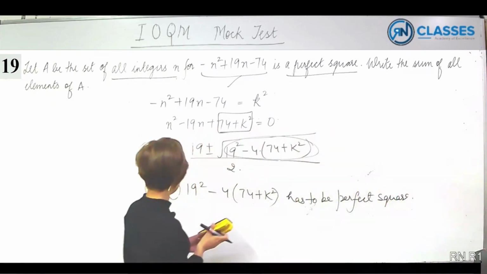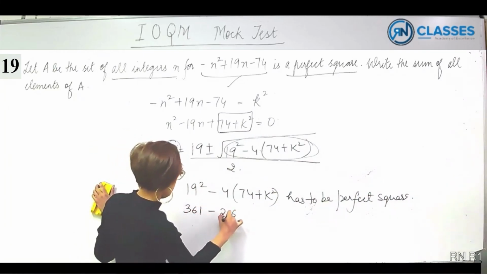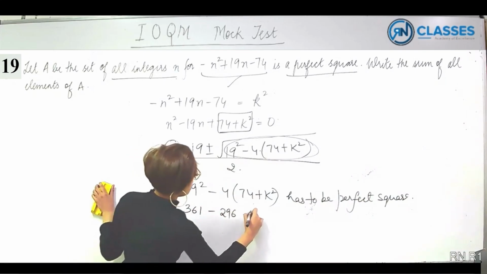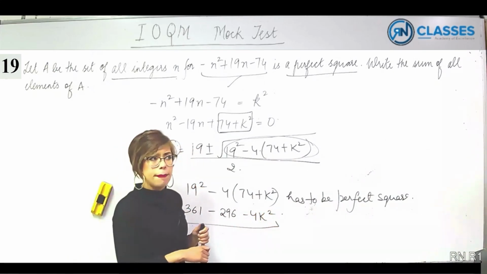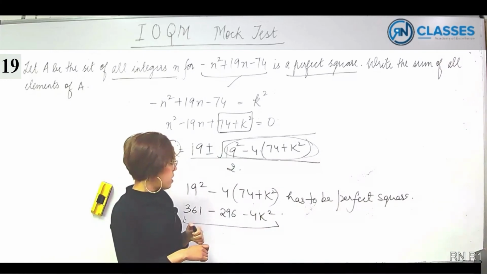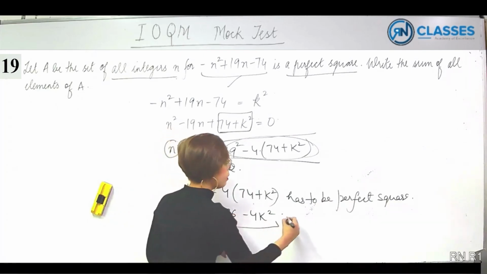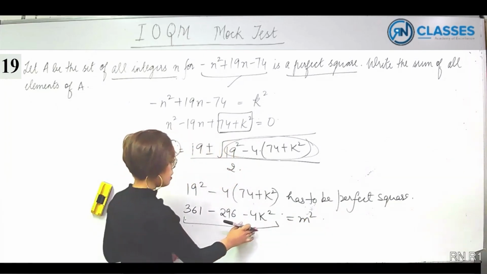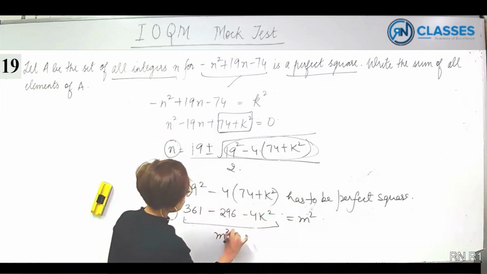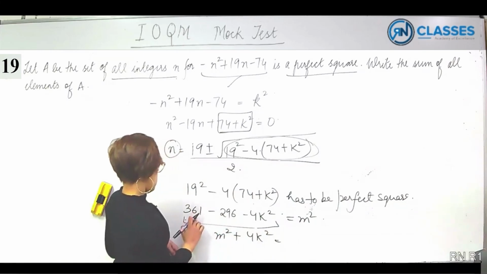So let me see. 19 square, that is 361, minus 296 minus 4k square. This quantity has to be a perfect square. Now, a perfect square, so maybe it will be of the form m square. Now, if I shift this to that side, I'll basically get m square plus 4k square is equal to 65.